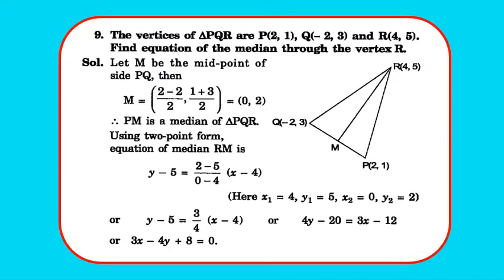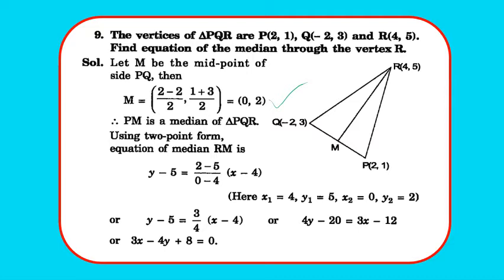Next is question 9. The vertices of triangle PQR are P (2, 1), Q (-2, 3) and R (4, 5). Find the equation of the median through the vertex R. So we have to find the median equation, that is, we have to find the equation of RM. Now since M is the midpoint of PQ, finding the coordinates of M using the midpoint formula, we get M equal to (2 minus 2 upon 2, 1 plus 3 upon 2), which is (0, 2). So we have the coordinates of M as (0, 2) and R is (4, 5).